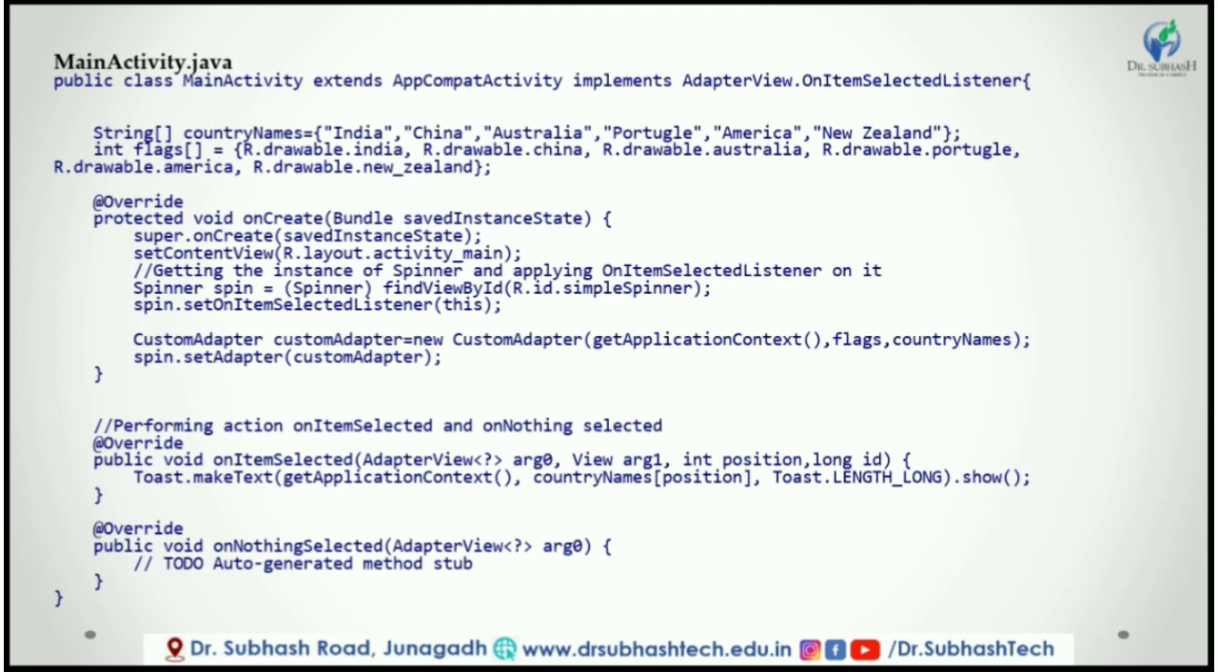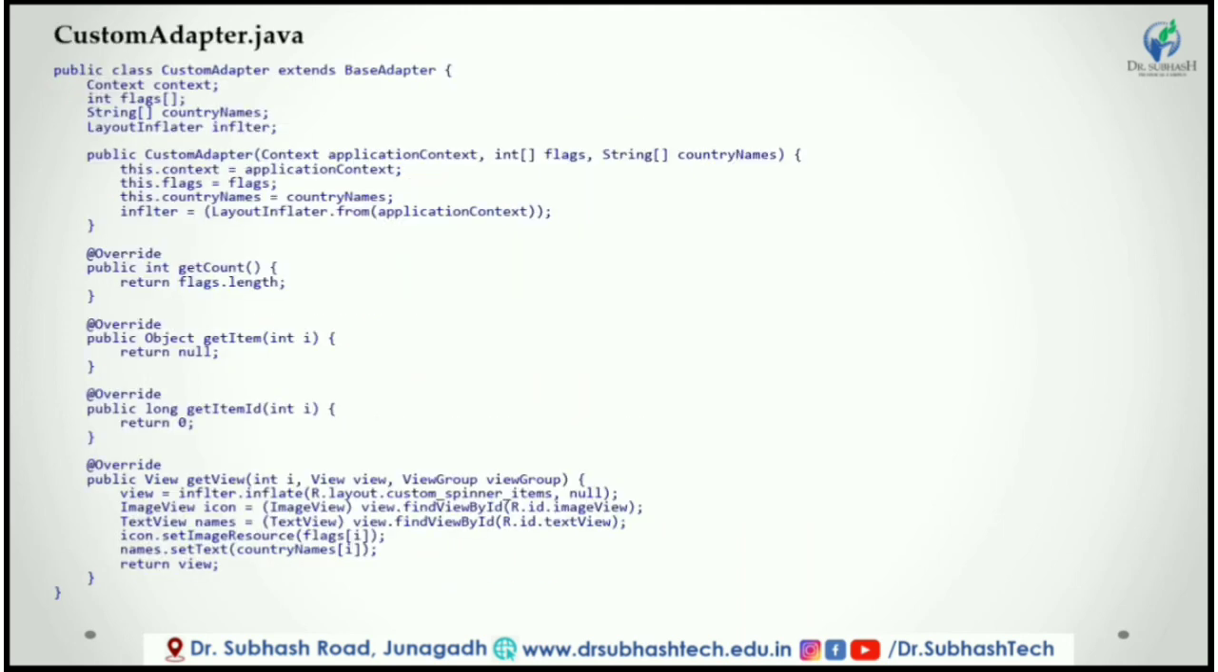In step 5, create a new class in app into Java into package, with the class name CustomAdapter.java and add the following code. Here we will override the methods of base adapter to fill the data in spinner.